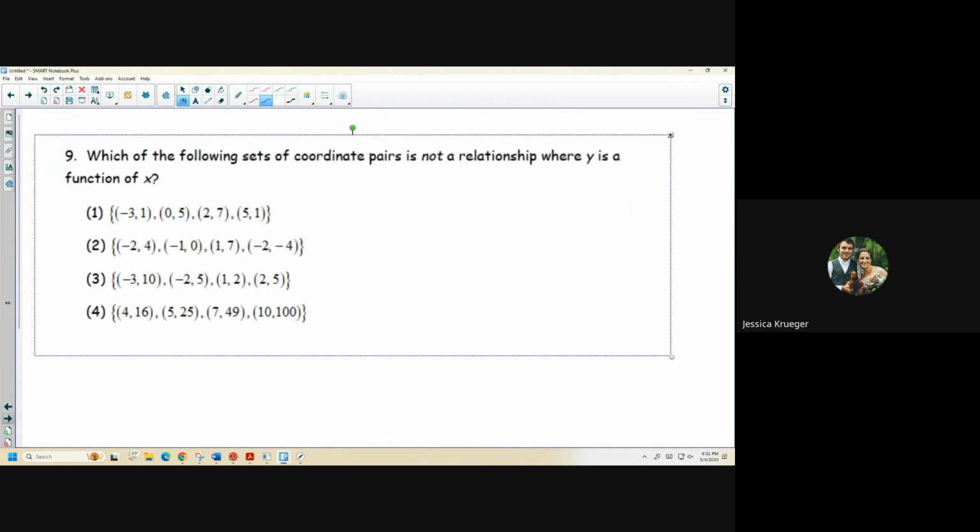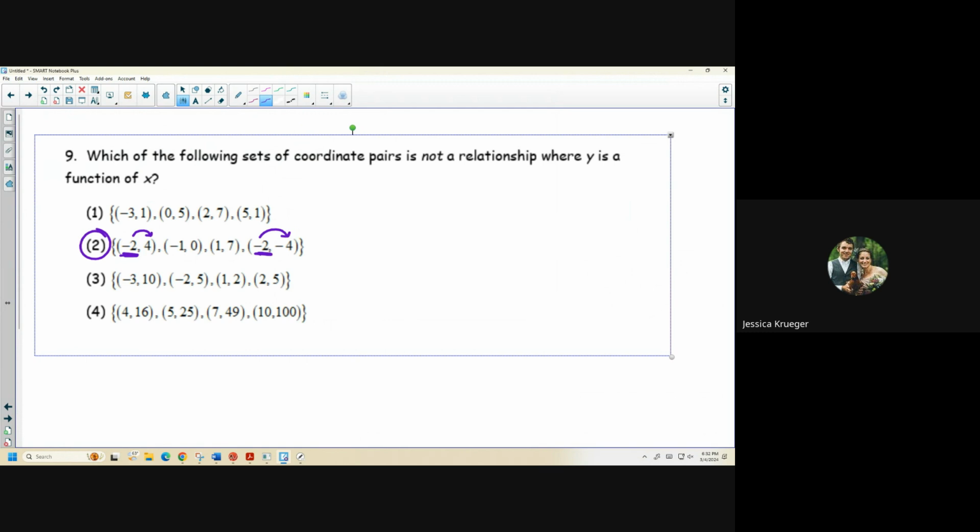Which of the following is not a relationship where y is a function of x? So which is not a function? So again, you've got to look for an input that goes to more than one output. And in choice 2, I see -2 mapping to 4 and -2 mapping to -4. That is not a function.